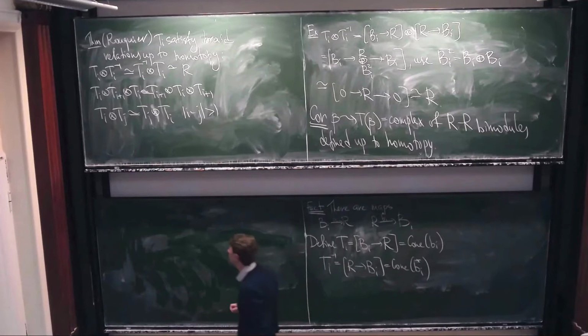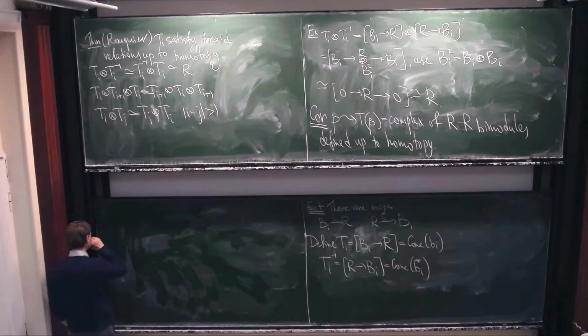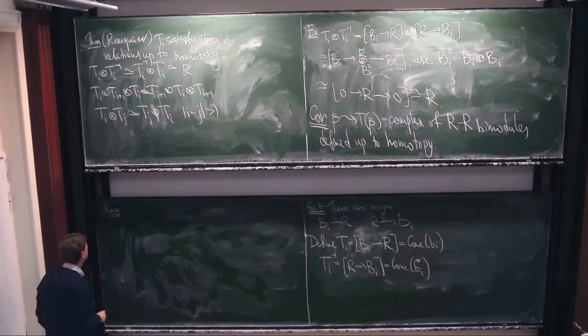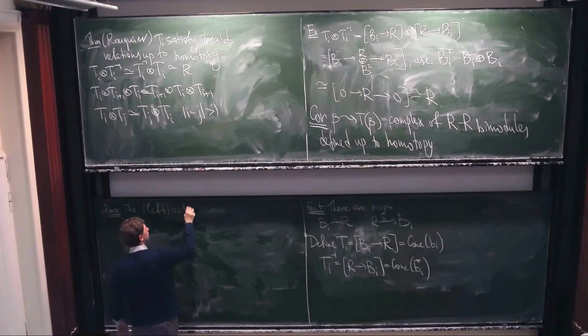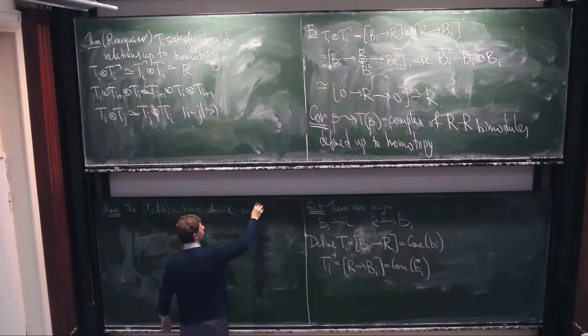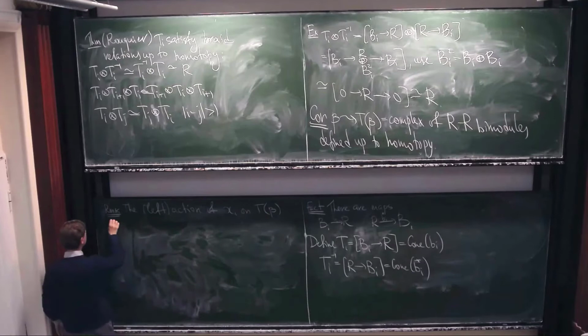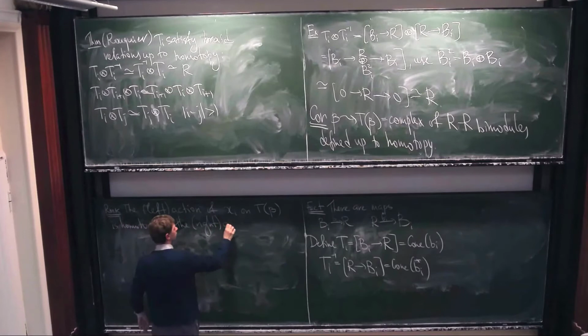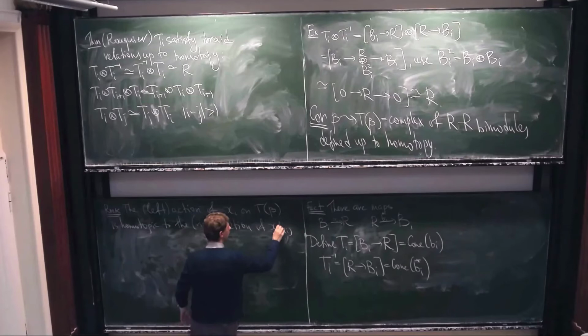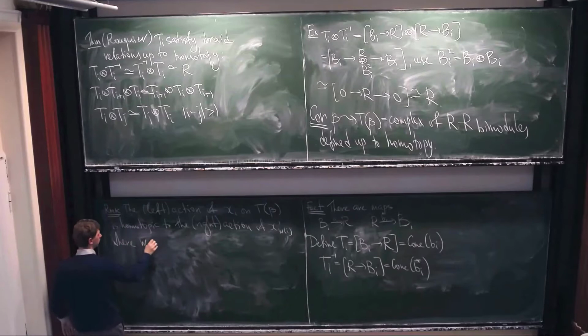So this is a complex of R-R bimodules. What do we know about this, in terms of the two actions of R? The remark is that the left action of x_i on T(β) is homotopic to the right action of x_{w(i)}, where w in S_n is the permutation corresponding to β.